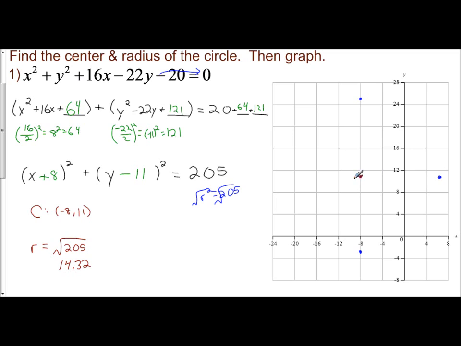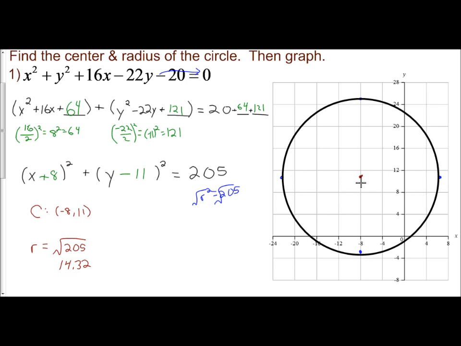Now I go to the left 14.32 units. And so it's a little bit beyond negative 22. And then I would connect with the circle. Now, since I estimated my circle, most likely it will not go through the points exactly, but it should be close to it. And so we see it is close.